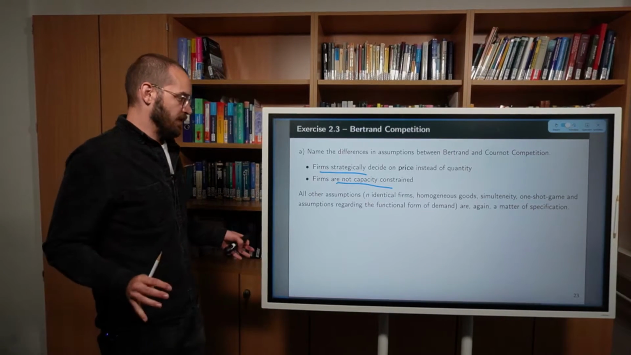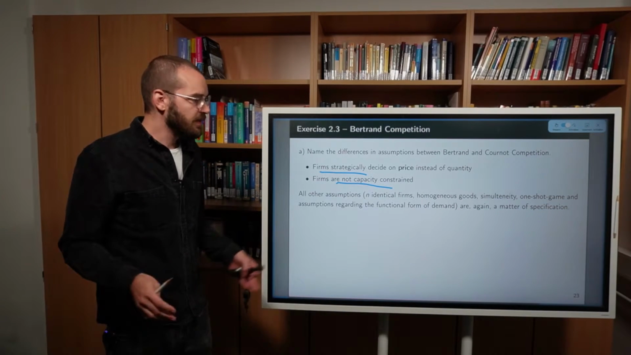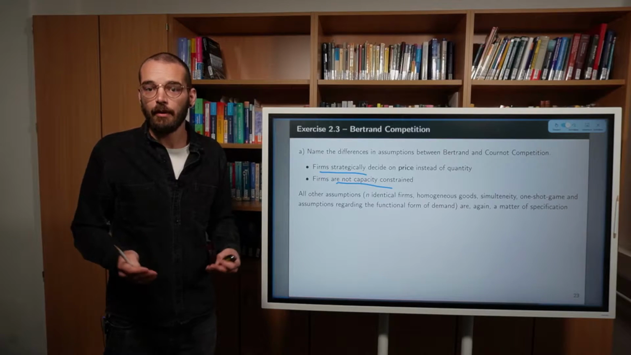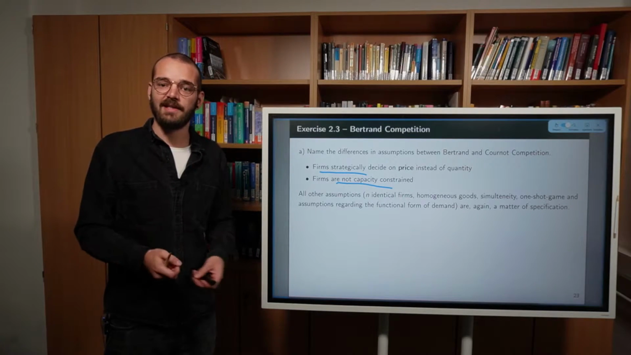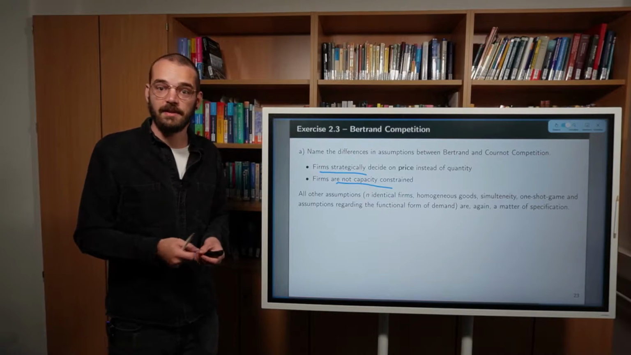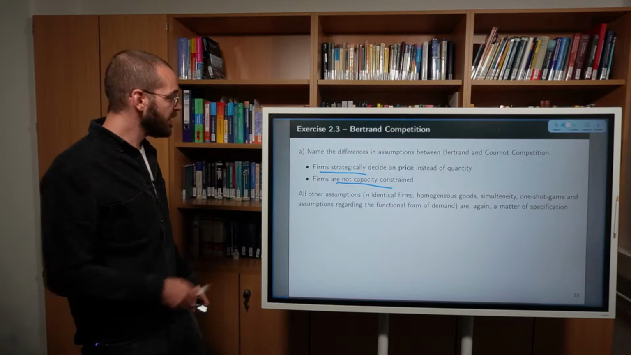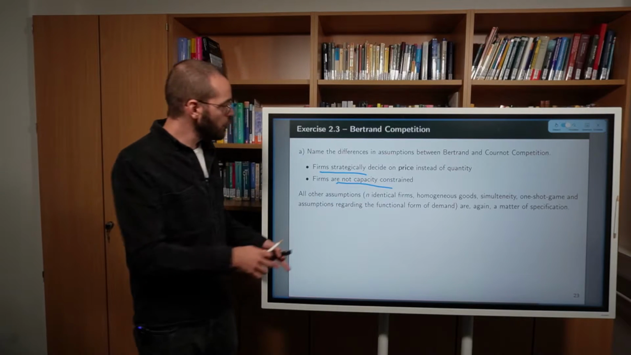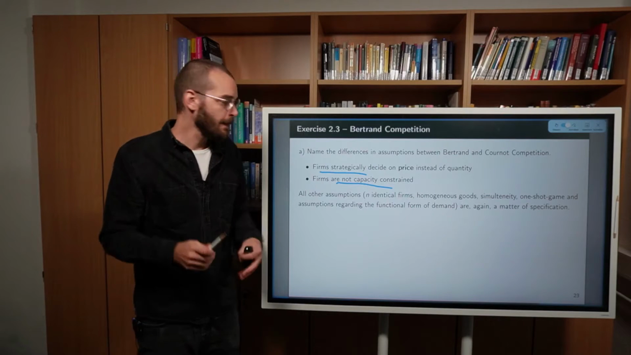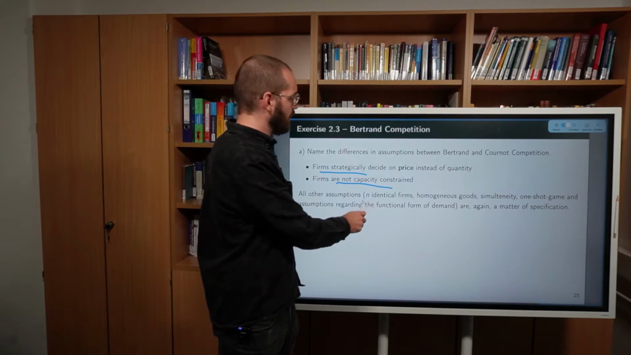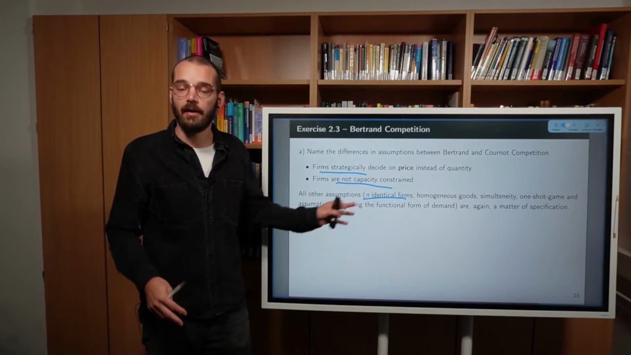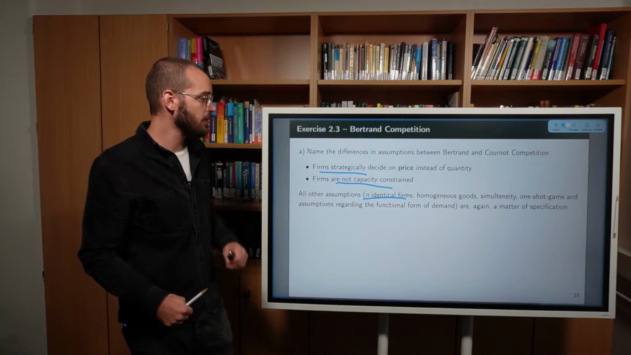All the other assumptions are, of course, very similar to Cournot competition. Both are models that we use to understand what happens in markets with few firms, so in oligopolies. So namely, in this very simple Bertrand competition setting, we will assume that there are n identical firms. In our case, of course, n takes the value of 2.